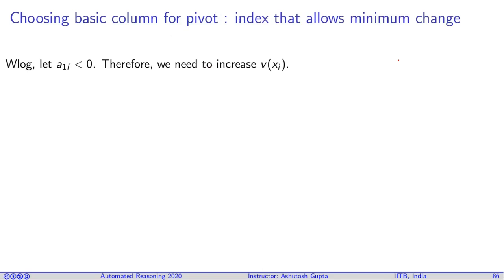Now let's see how we're going to find which index allows the minimum change. Recall our example, we had x1 which was stuck, whose upper bound was being violated, and in its expression you had a coefficient times xi. If this coefficient is negative and I want to decrease x1, then I need to increase xi. How do we increase xi? How much can we increase v of xi? That is the question.